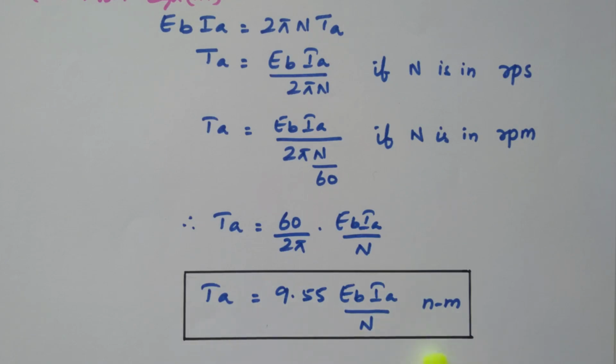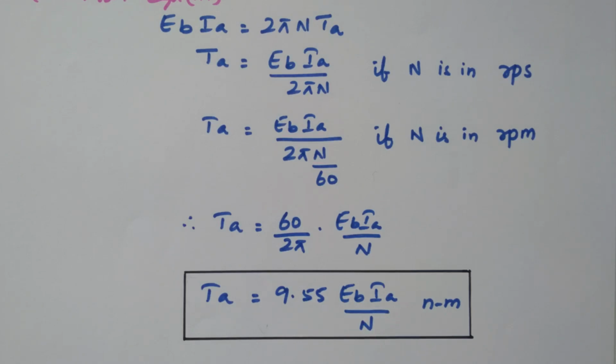So this is one more expression, given in terms of the back EMF. If we substitute the back EMF, the expression we get is the previous expression, in terms of the number of poles, number of conductors, number of parallel paths, and all these things. But here EB is kept as it is. So based on the data, we can use either this equation or the previous equation. It is 9.55 EB IA divided by n, and the unit is Newton meter. That was the armature torque.